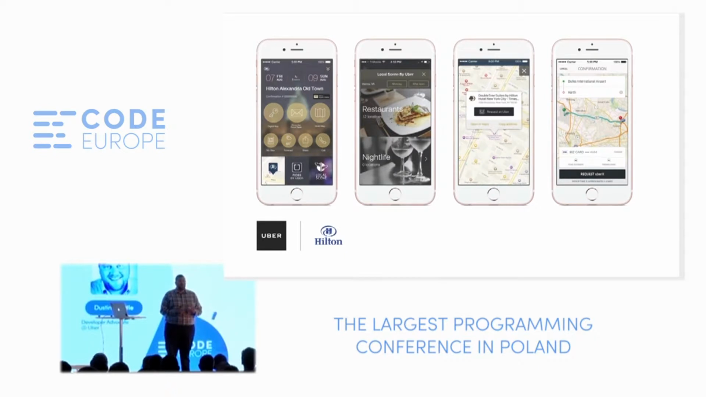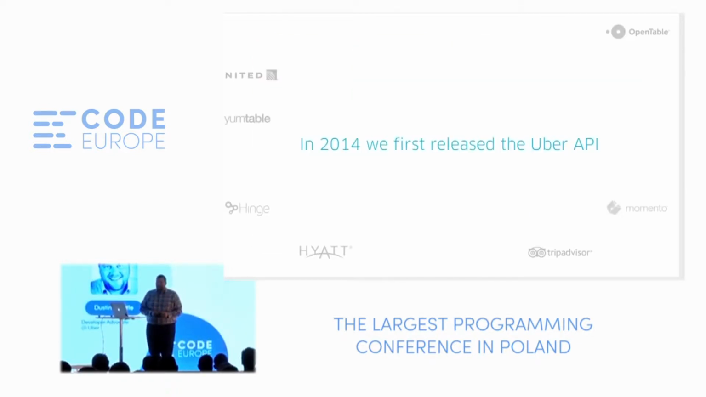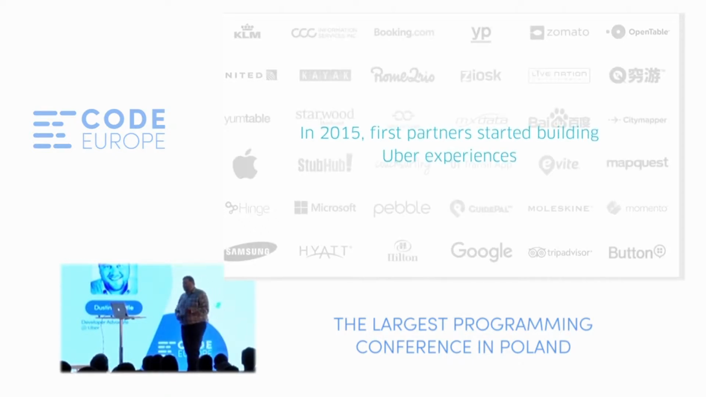And deep links were just a really simple way for people to embed a button into their application and to be able to get a ride on demand. So in 2014, we released our first public API. And this is really a REST API that allowed you to do ride requests, go from A to B. And in 2015, our first partner started building experiences on top of Uber.